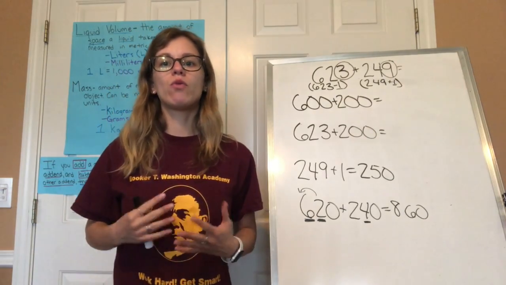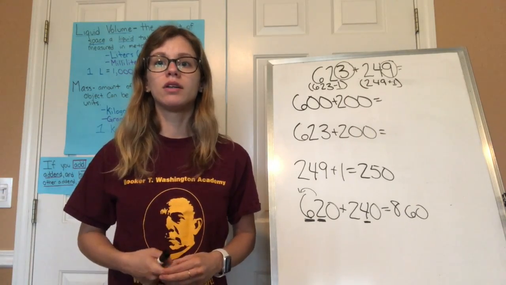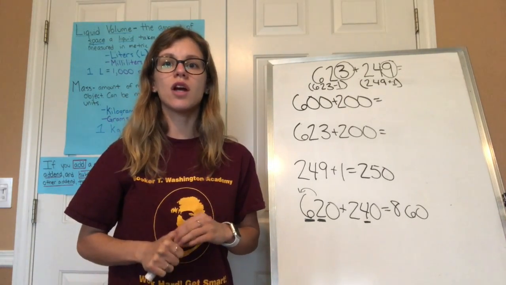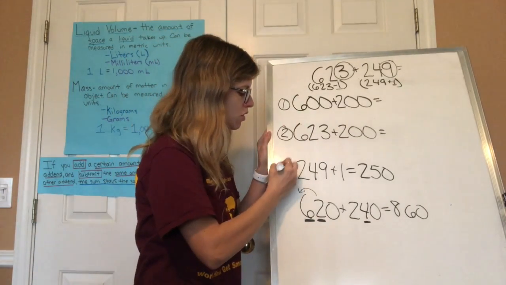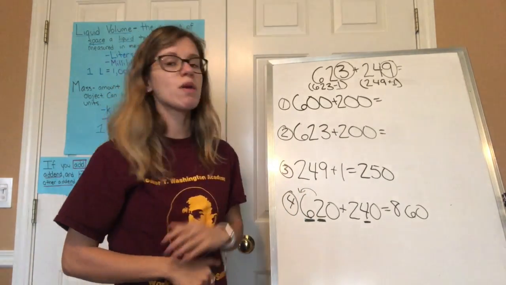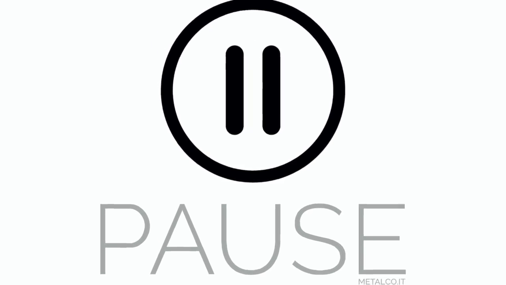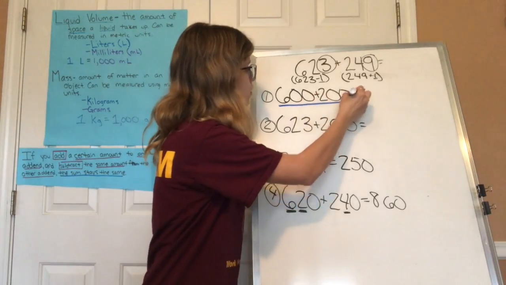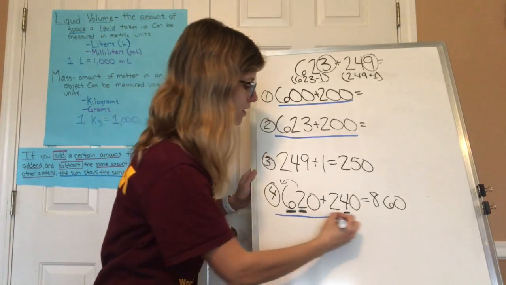So we've been talking about different ways to solve addition problems, and one of these ways is breaking the numbers apart. When you look up here, pause me and think about which of these solutions starts by breaking the numbers apart. Think about if 1, 2, 3, or 4, which solutions first start by breaking the numbers apart? The solutions that start by breaking the numbers apart would be 600 plus 200, 623 plus 200, and 620 plus 240.